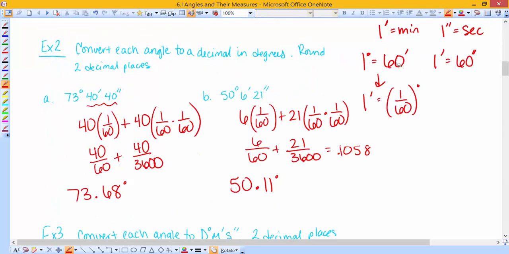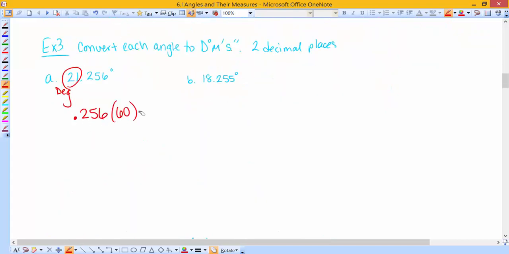See, 1 degree is 60 minutes. So I'm taking this 0.256 and I want to multiply it by 60. So when I do that, 0.256 times 60, I get 15.36. This is your minutes. Now I have 0.36 of a minute left, but now I have to convert that to seconds. So it's already in minutes, 0.36 minutes. And when I convert it to seconds, I just need to multiply by another 60 because there's 60 seconds in 1 minute. And when I multiply 0.36 times 60, I get 21.6, which rounds to 22.